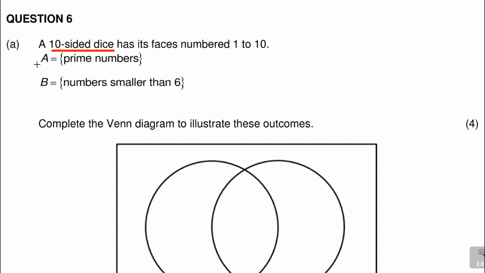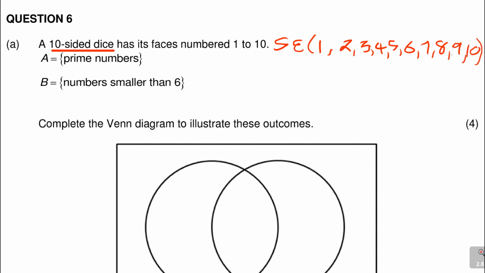Alright, so let's continue now. It says a 10-sided dice, which is 1 to 10, and then A is prime numbers, B numbers smaller than 6. Complete the Venn diagram. So if we can quickly do that, let's have our sample space equal to 1, 2, 3, 4, 5, 6, 7, 8, 9, and 10.